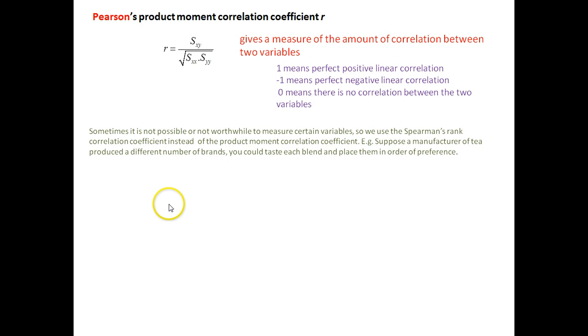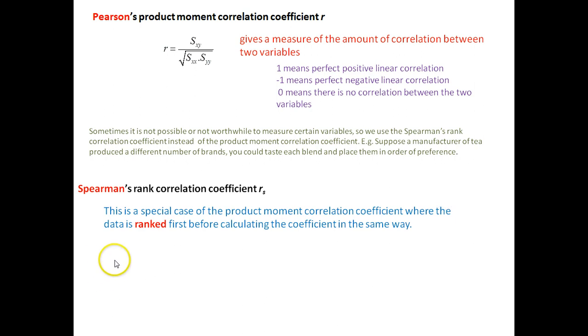Sometimes it's not possible or not worthwhile to measure certain variables, so we use Spearman's rank correlation coefficient instead of the product moment correlation coefficient. For example, suppose a manufacturer of tea produces a number of different brands of tea. You could taste each blend and place them in order of preference. So that would give you a ranking. Therefore, Spearman's rank correlation coefficient is a special case of the product moment correlation coefficient, where the data is ranked first before calculating the coefficient in the same way as above.